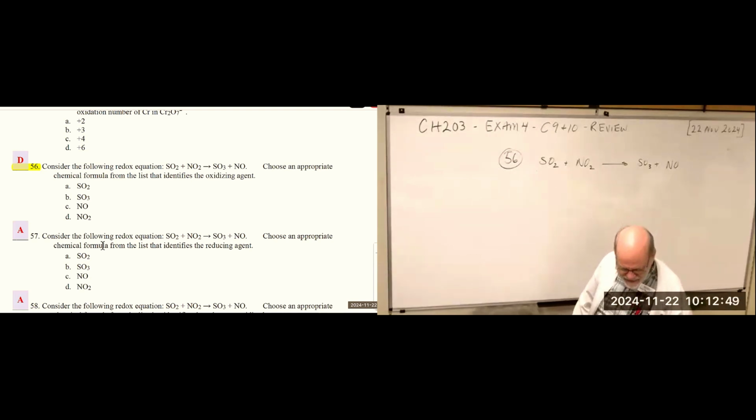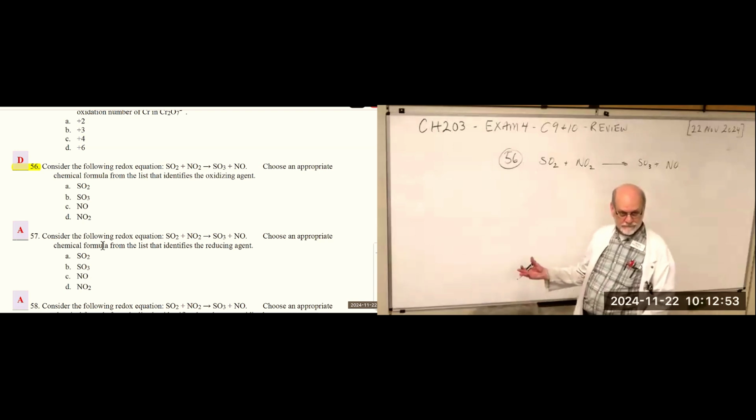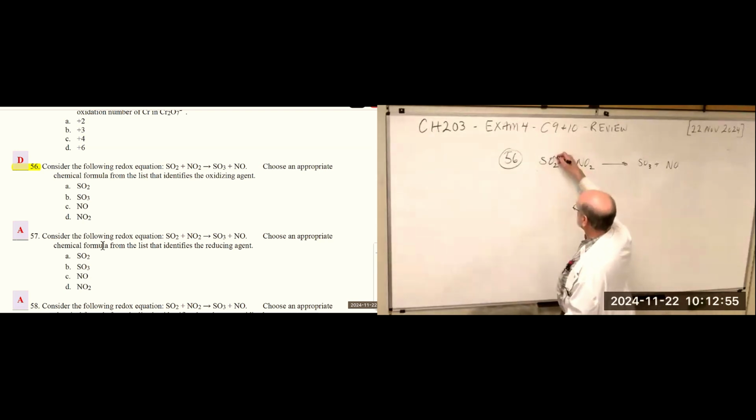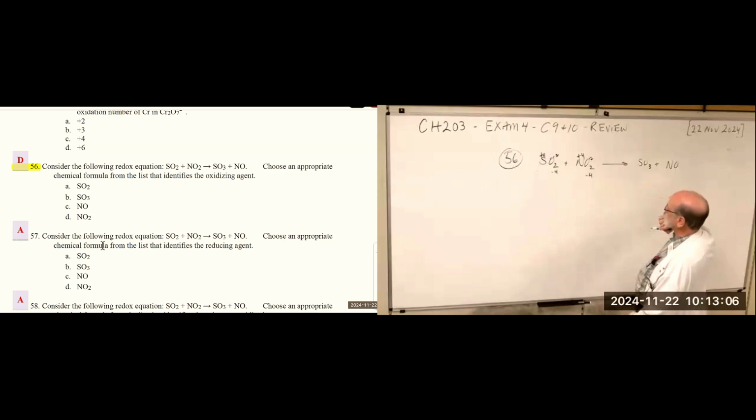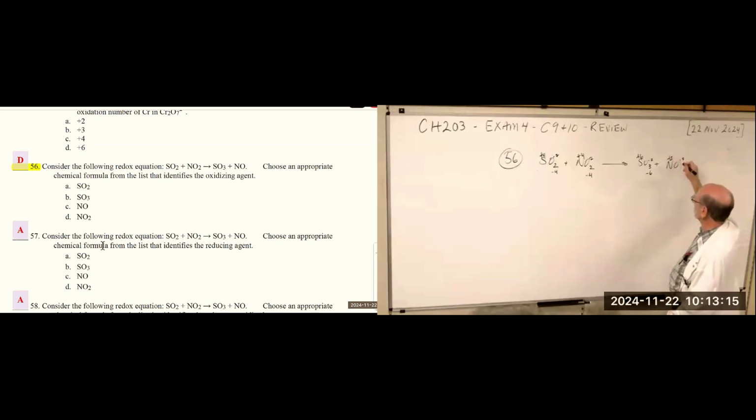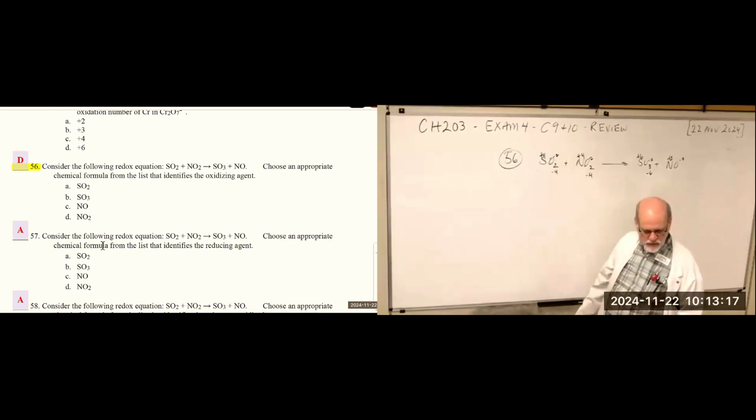We identify the oxidizing agent. The oxidizing agent is the one that's reduced. So that's -2, -4, this is +4. -2, -4, +4. This is -6, this is +6, this is -2, that's +2. Okay, so which one is oxidized and which one is reduced?